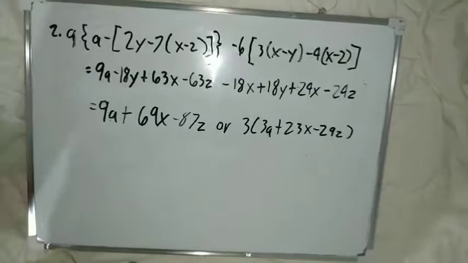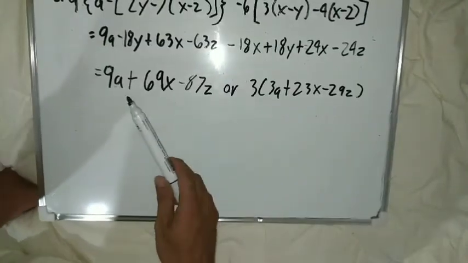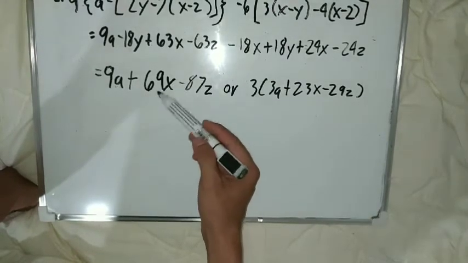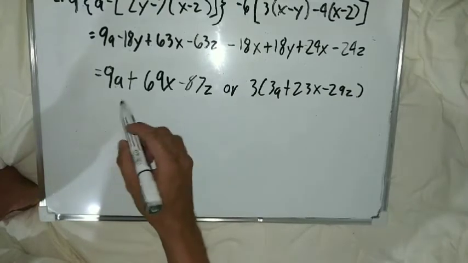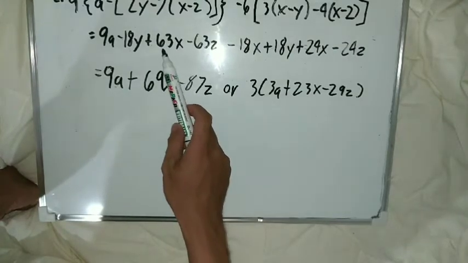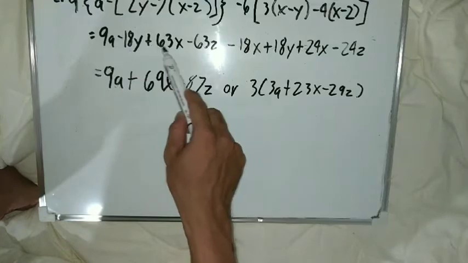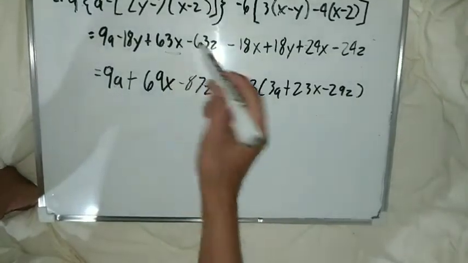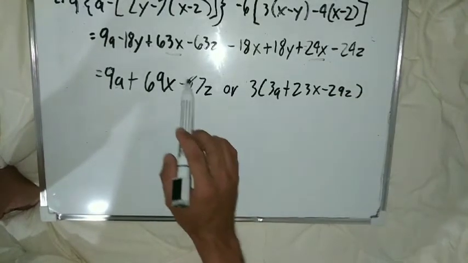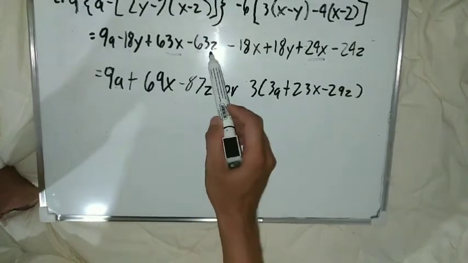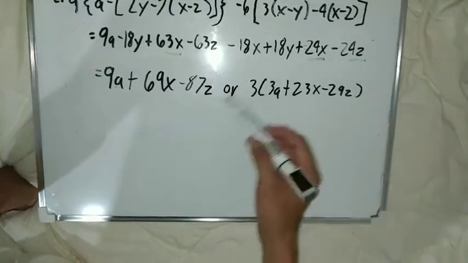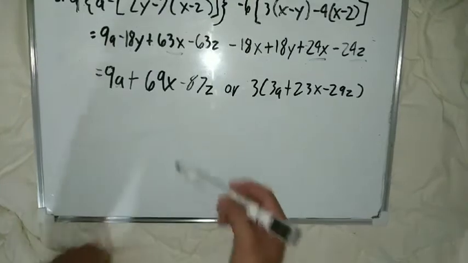So let's move to the cancellation process, where you should cancel the value with the same variable. Then you'll get 9a. Bring down 9a, then cancel the value with the same variable, which is x, then you'll get 69x, then to z, negative 63z, then negative 24z, so you get negative 87z.